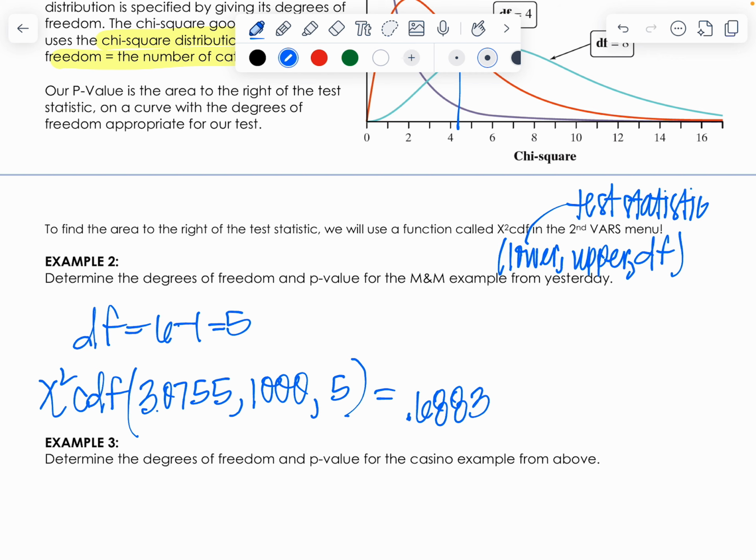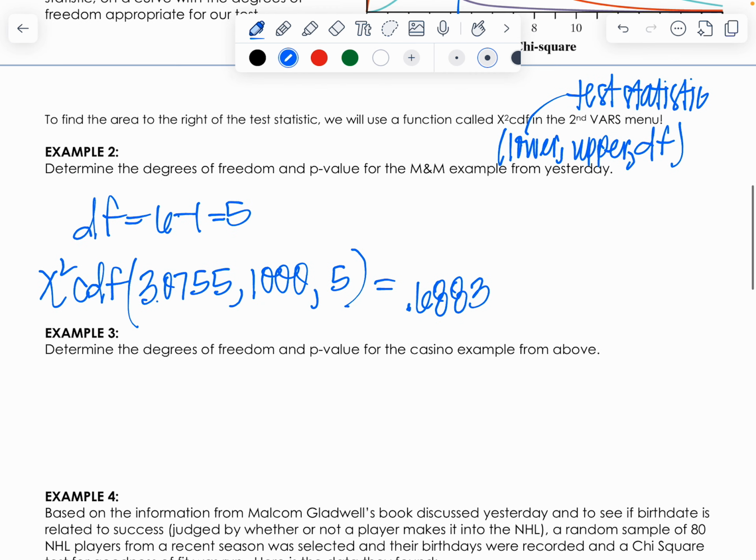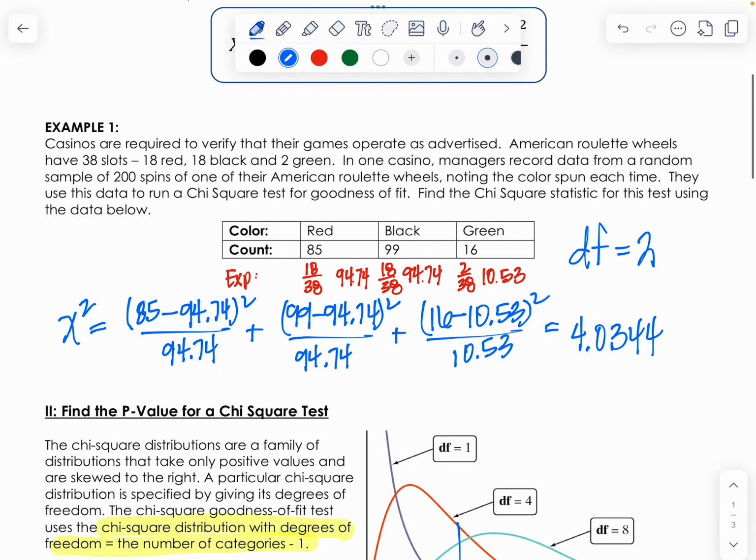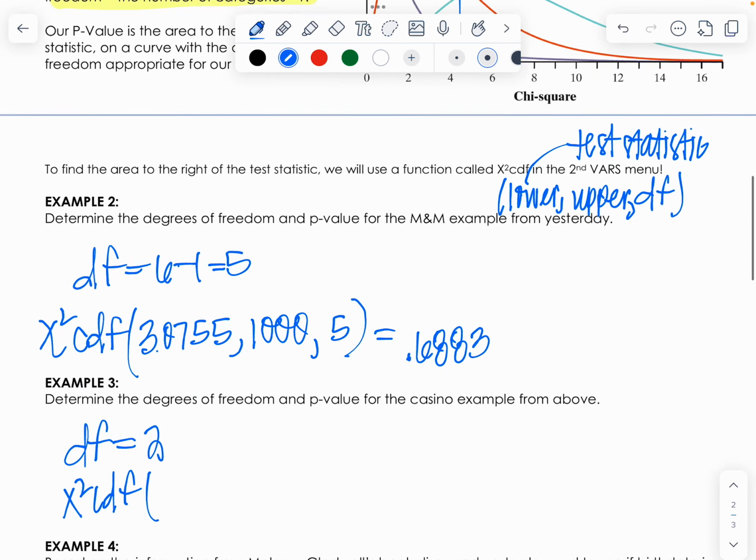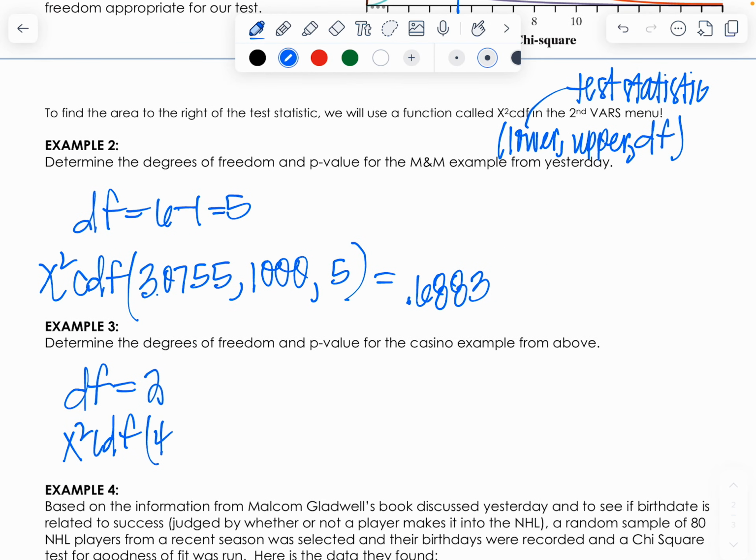All right, now we're going to do it for the casino example we did above. Remember here we said our degrees of freedom were equal to 2 because we had 3 color categories on the roulette wheel. And then we would say chi-squared CDF from our test statistic, 4.0344, all the way to 1,000 with 2 degrees of freedom.